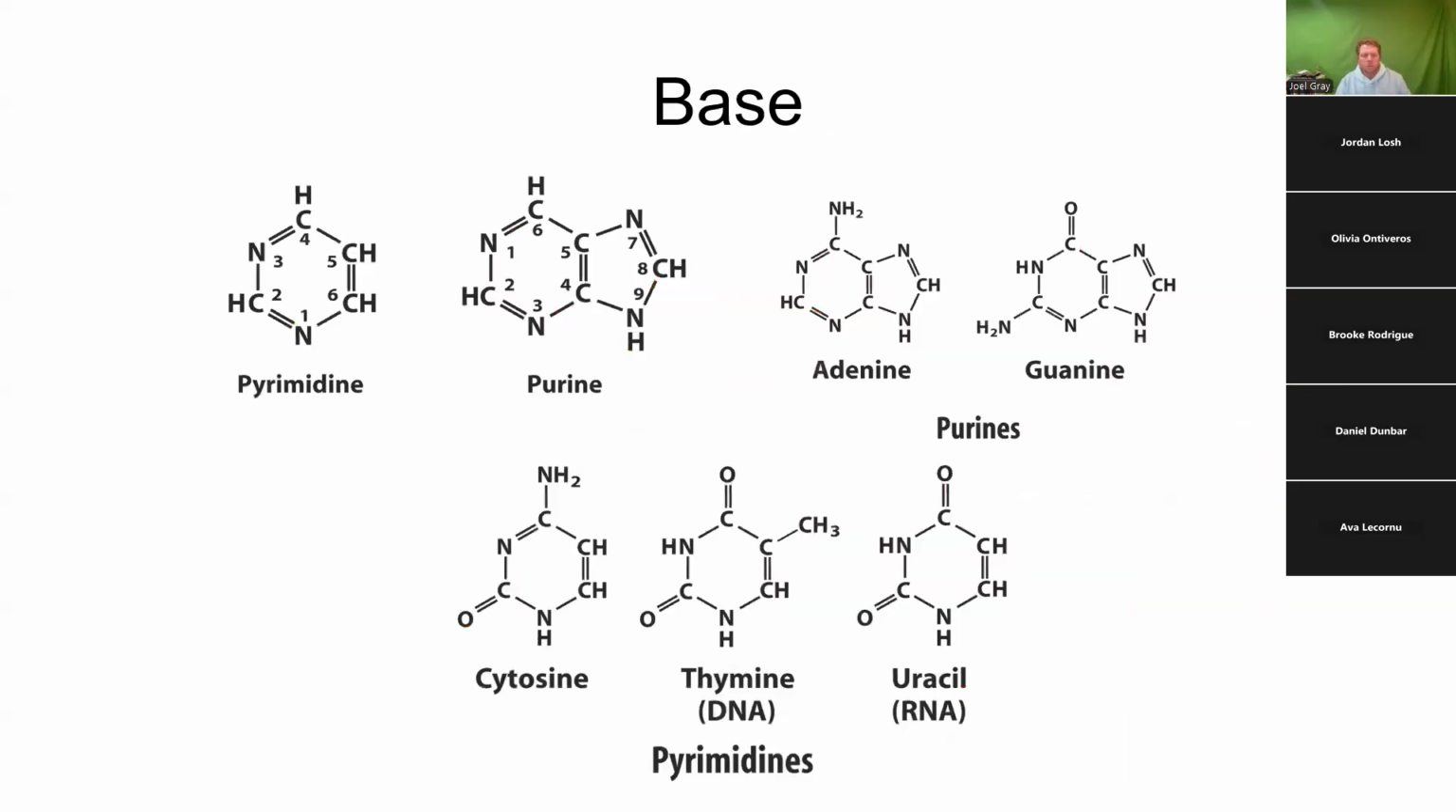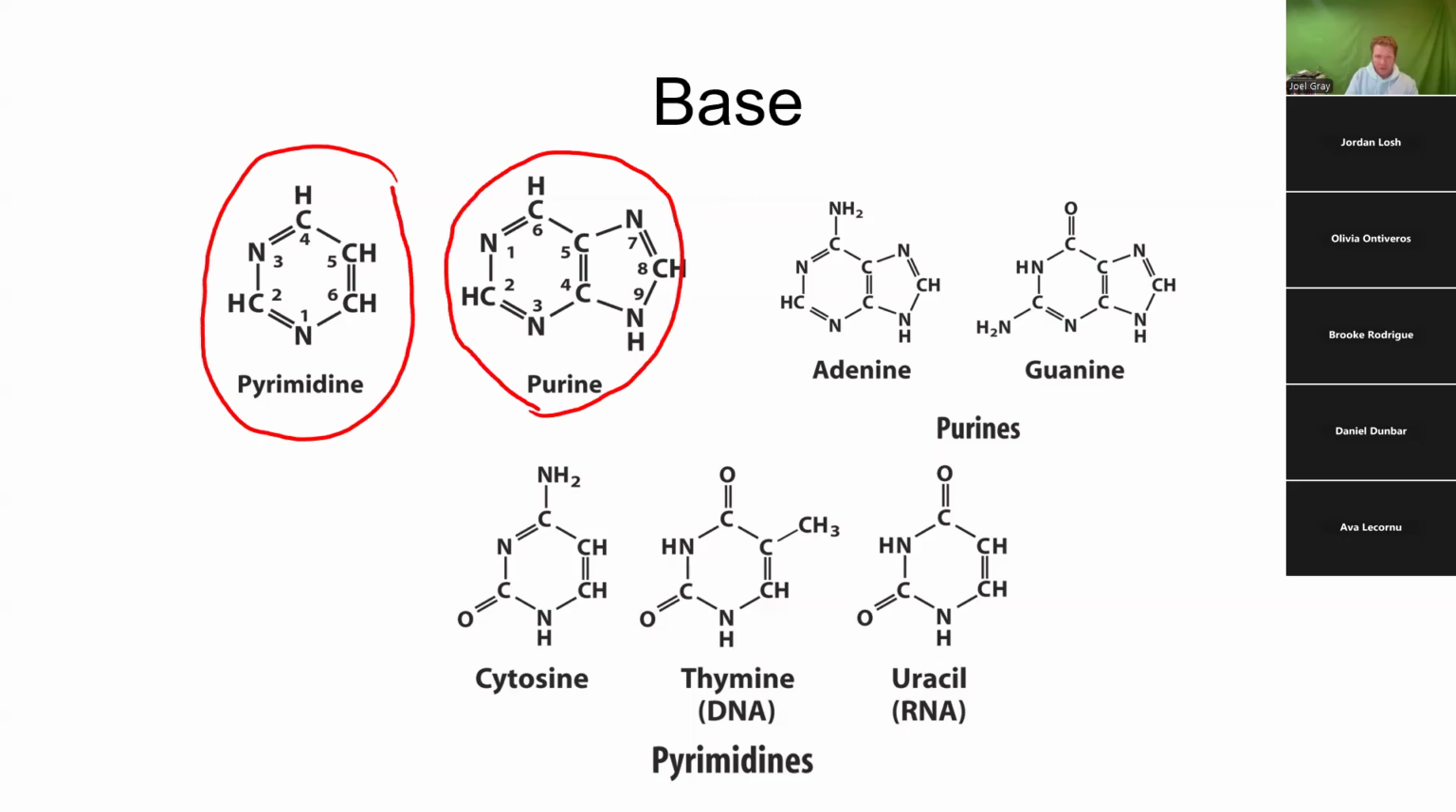Now, whenever we talk about nitrogenous bases, the nitrogenous bases that are found in DNA and RNA molecules are shown here. The first two structures that are shown are that of a pyrimidine and a purine.